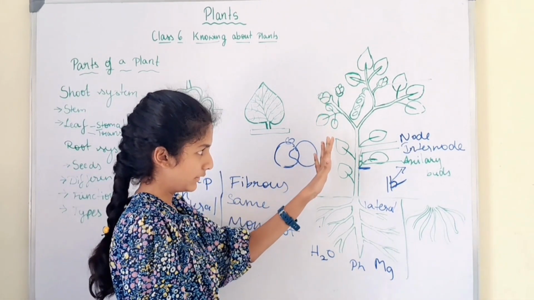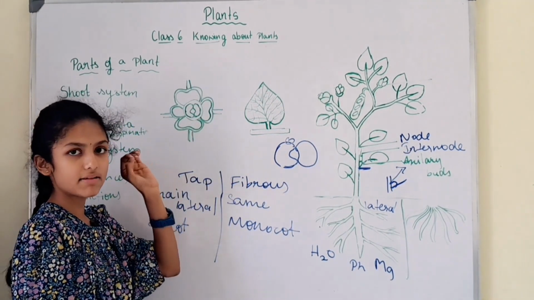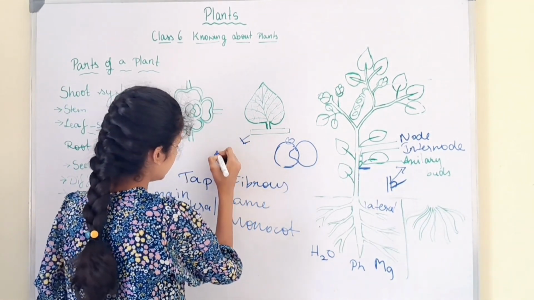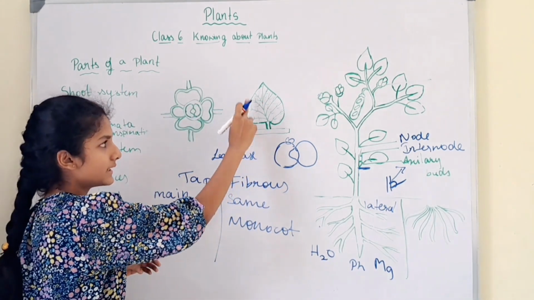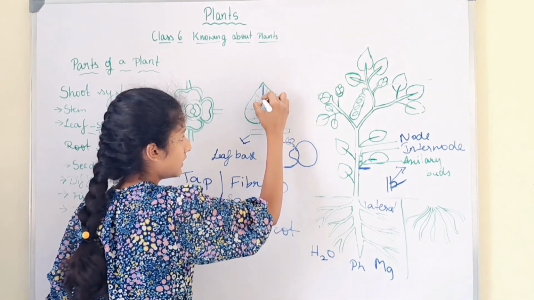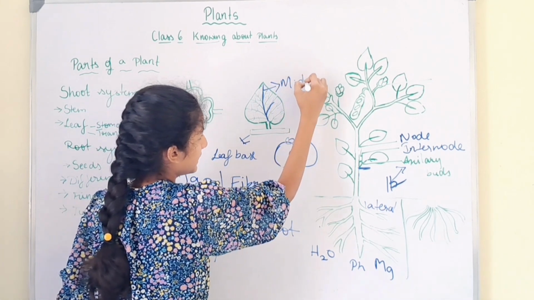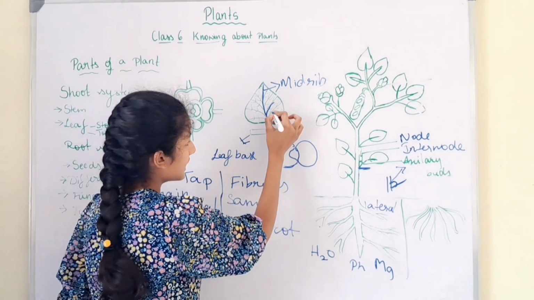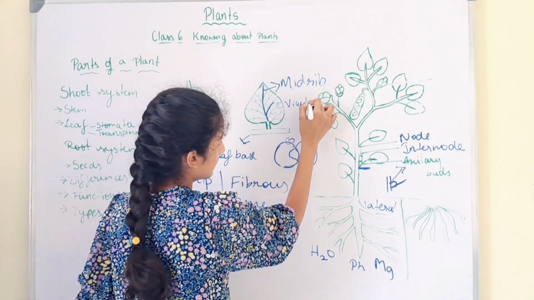After this, let us go into the leaves. This is a diagram of a leaf. Let us know all the structures of the leaf. This will be our leaf base. And what are these? These are the veins. The middle vein is known as the midrib. And this is a vein, and other smaller veins which branch out are known as veinlets.